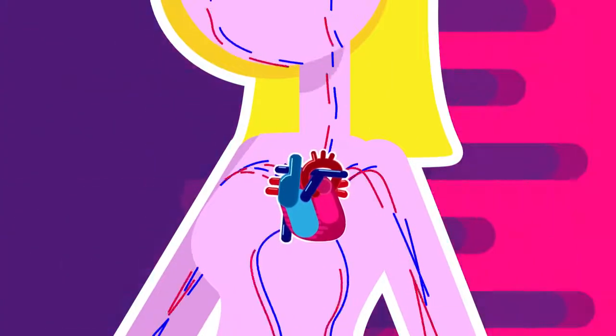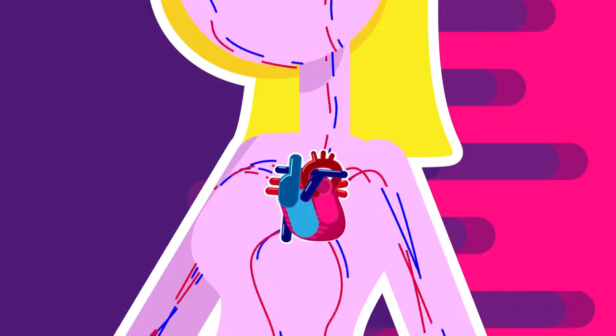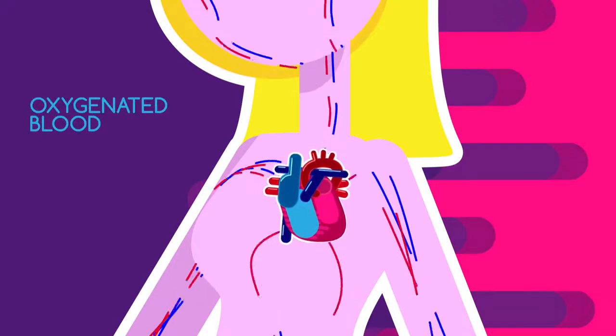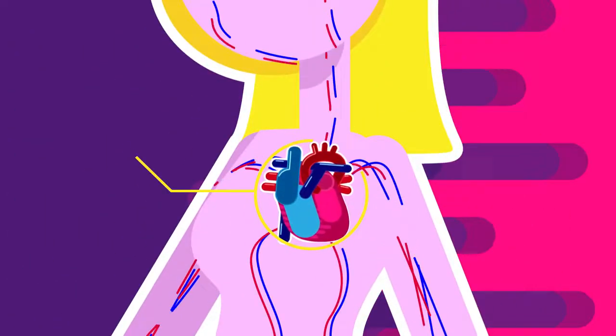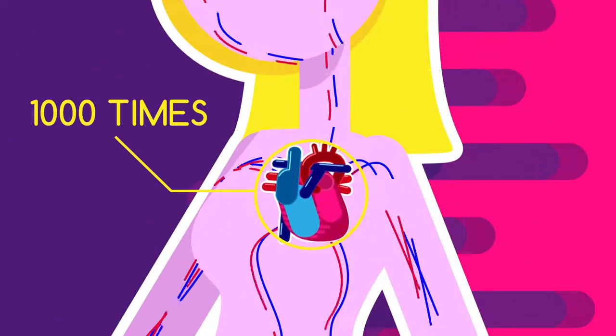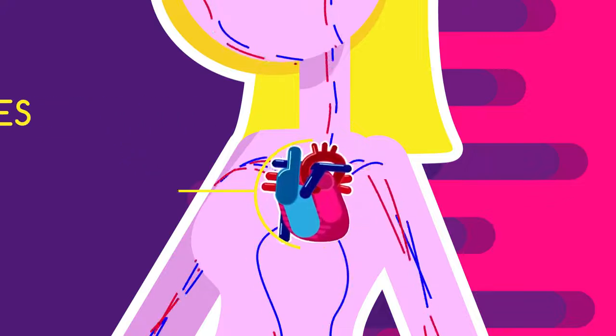The main job description of this muscular organ is to pump oxygenated blood throughout your body, from the top of your brain to the tips of your toes. In fact, your heart transports all your blood around your body about 1,000 times a day. Let's look at how this happens.